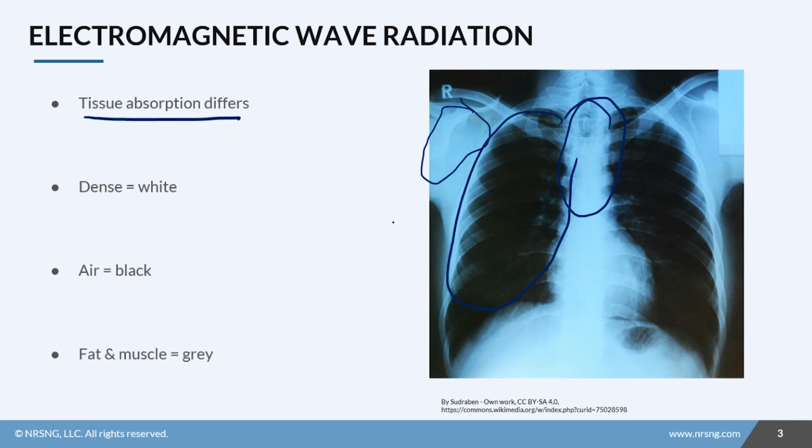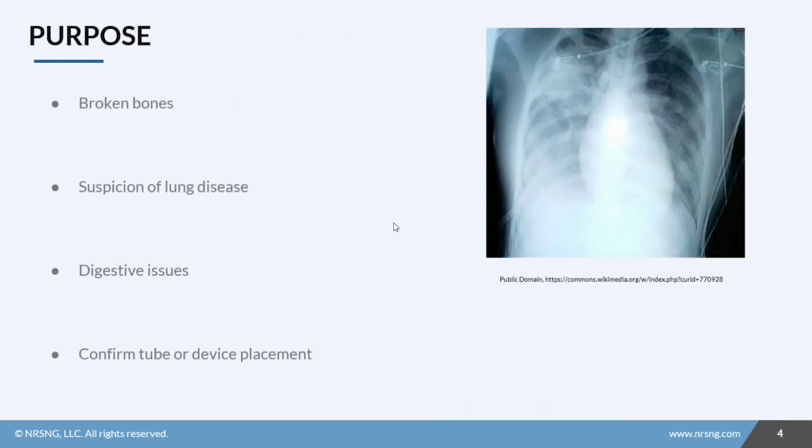So why would we need to do an X-ray? Of course, if there's a suspected broken bone, like in the arm, an X-ray would possibly show that break. Any suspicion of lung disease, like pneumonia, can be visualized in an X-ray, where it's this grayish, foggy color instead of the black. If a patient has digestive issues like severe constipation or abdominal pain, the doctor might order an X-ray to look for any disease processes in there.